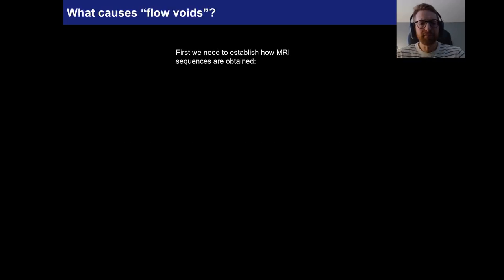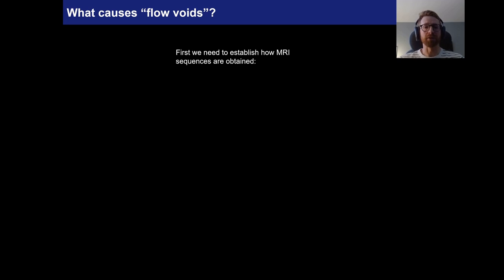Okay. What causes flow voids? So flow voids are caused by the spin echo. In my experience, whether it's a T2 weighted image or a T1 weighted image, if there's a spin echo, arteries are going to look black. That has been my experience. So I want to now go through why that is the case.